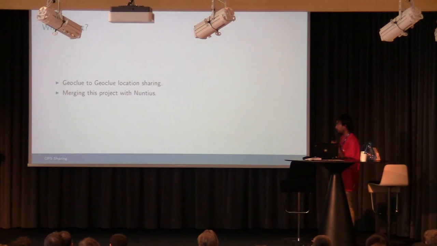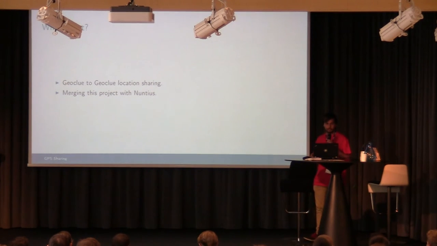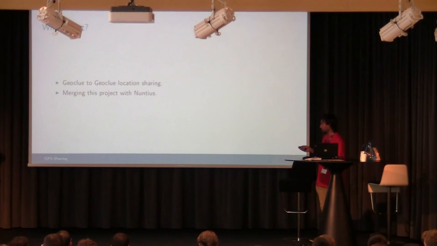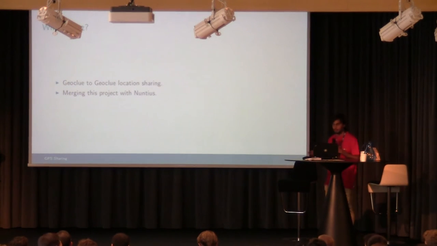So what's next? What's after I'm done with this project? We are thinking of implementing GeoClue to GeoClue location sharing. That is, if you have a GPS on one GeoClue device, you can transfer the location to another GNOME device using this GeoClue to GeoClue location sharing. All you need is a separate application, just like the Android one, to transfer NMEA sentences again to the NMEA source. And also merging this project with Nunchess could be a possible future.